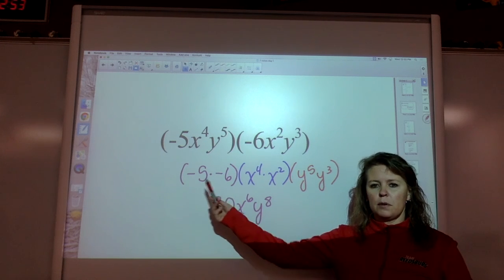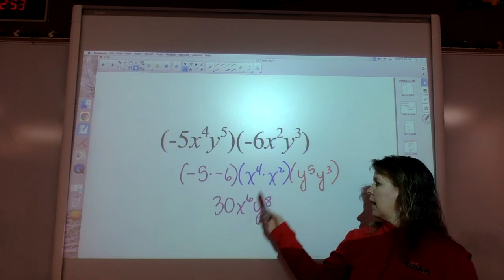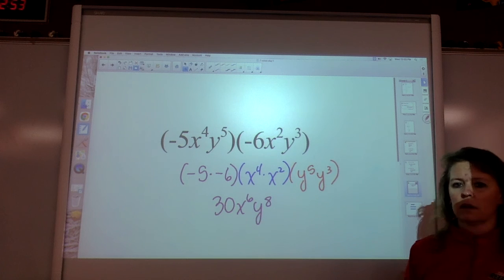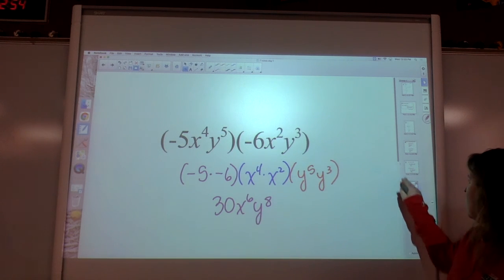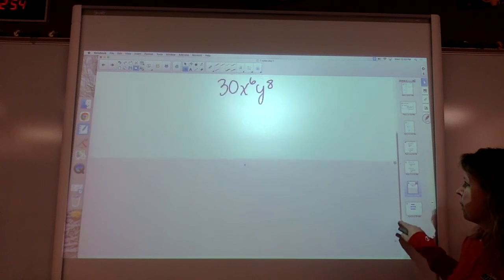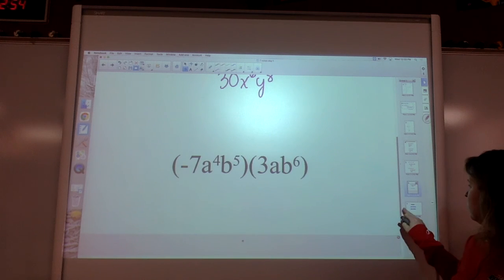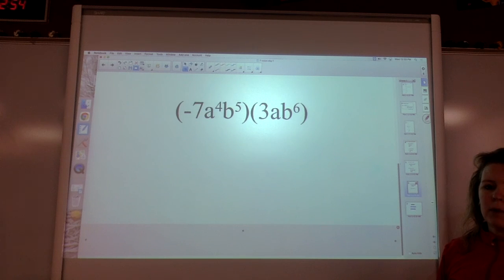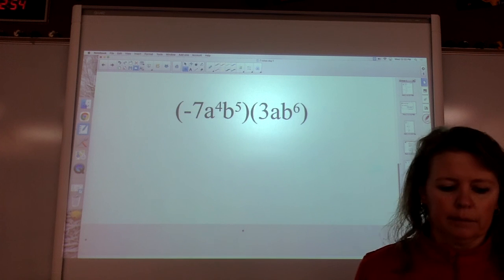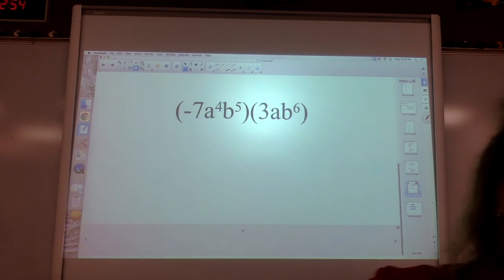Multiply the first two numbers because they're whole numbers. Add exponents. Always put your variables in alphabetical order. The x comes first and then the y. Try that one on your own. I'm curious how you do with that. Go ahead and pause it and then come back.